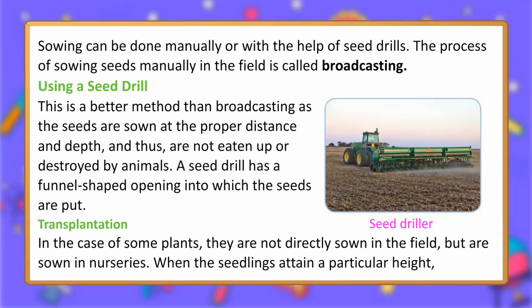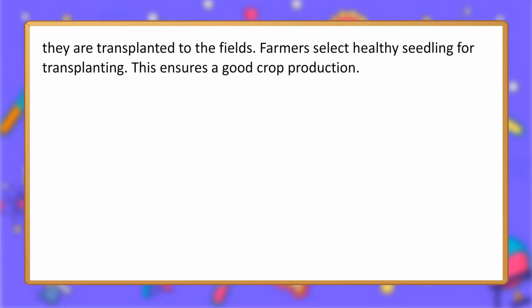Transplantation. In the case of some plants, they are not directly sown in the field, but are sown in nurseries. When the seedlings attain a particular height, they are transplanted to the fields. Farmers select healthy seedlings for transplanting. This ensures a good crop production.